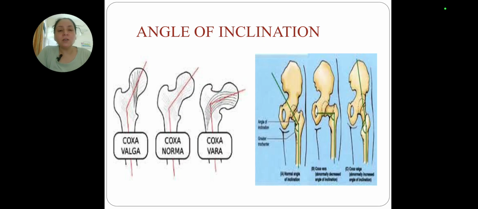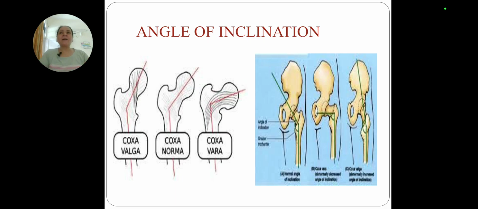Now the angles around the hip joint. The first angle is the angle of inclination. If this is the bone, there is a line passing through the head and the neck, and the line passing through the longitudinal axis of the bone. The angle formed inferiorly, or on the medial side, is the angle of inclination, which is roughly 125 degrees.